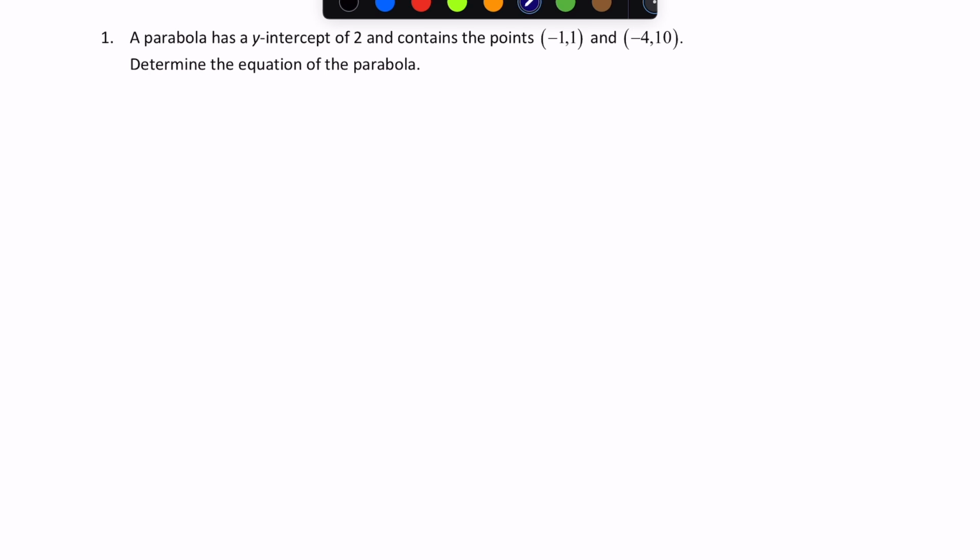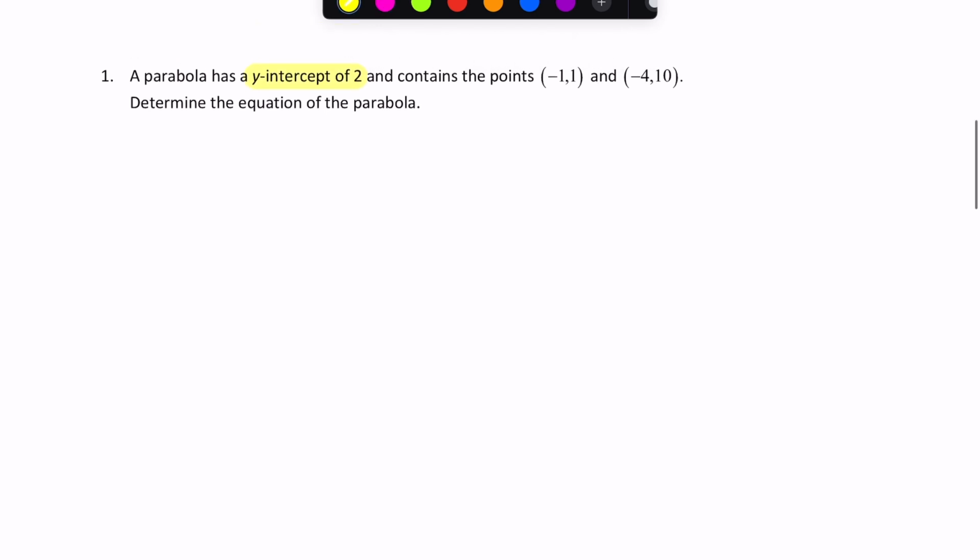Okay, so let's continue here. So it says a parabola has a y-intercept of 2. And it's important to indicate in these types of questions what information is provided for you and what each quadratic form provides for you.